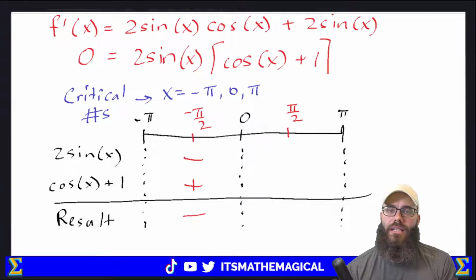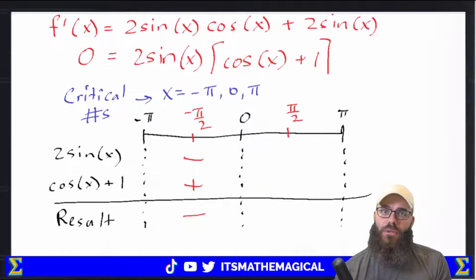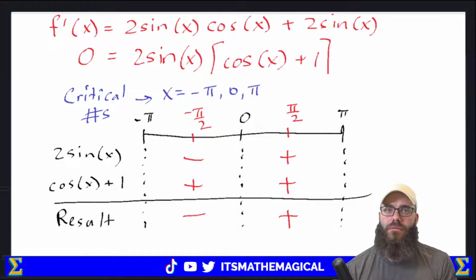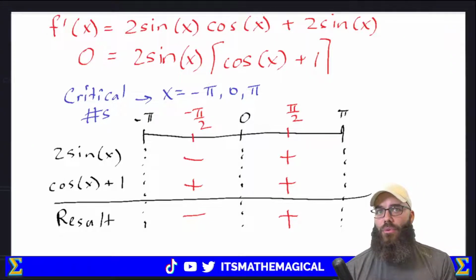Do the same exact thing in the other interval. Take pi over 2 and plug pi over 2 into both of these factors, and you'll get that pi over 2 makes both factors positive, and therefore we have a positive result. And so that result line tells us where our function f of x is either increasing or decreasing.